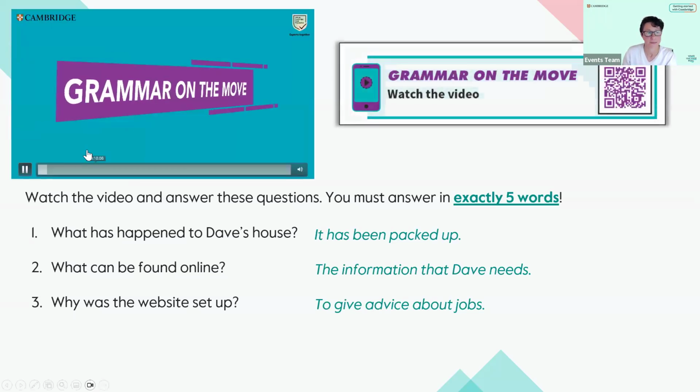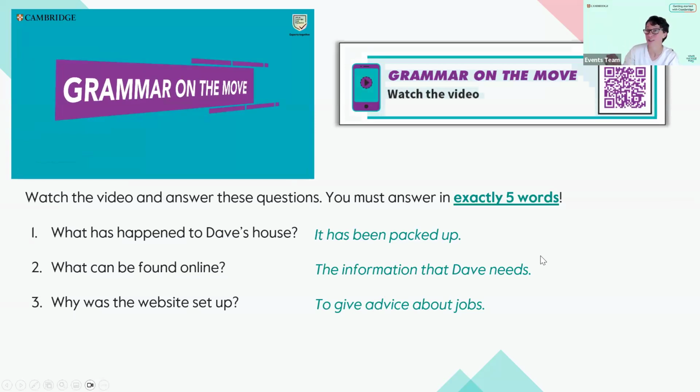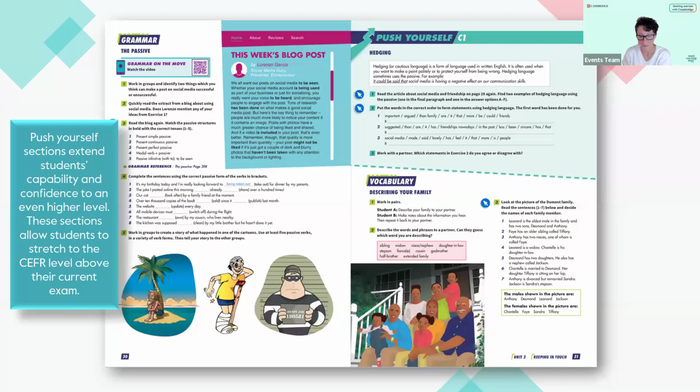So that's Grammar on the Move. As I mentioned, you can ask your students, because it's in the book, they can either access it directly with the QR code, or you can present from the Presentation Plus that you access via Cambridge One and project to the whole class.